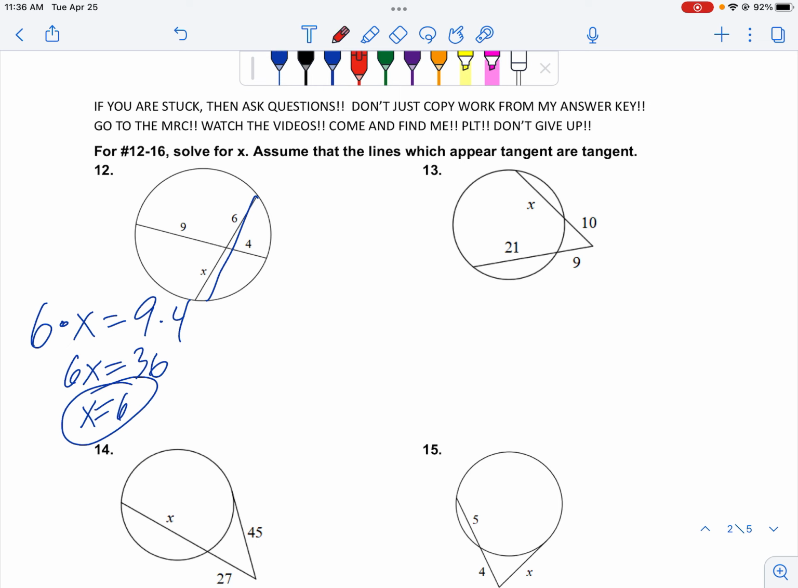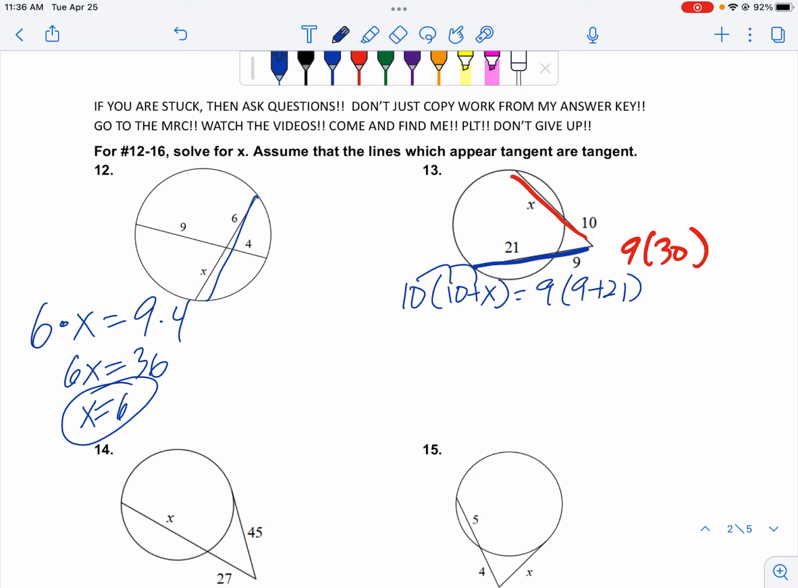Secant. 10 goes with the x, 9 goes with the 21. 10 times 10 plus x equals 9 times 9 plus 21, or some people might write it as 9 times 30. So I get 100 plus 10x equals 9 times 30, which is 270. 10x equals 170. x equals 17.